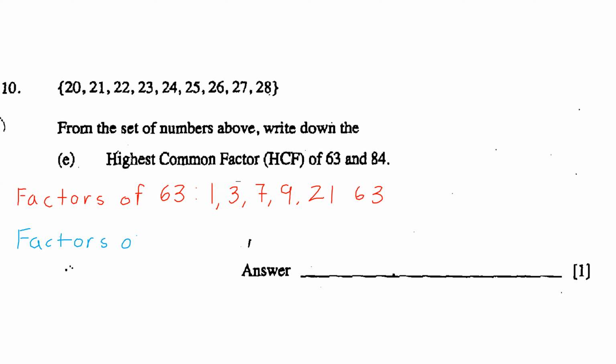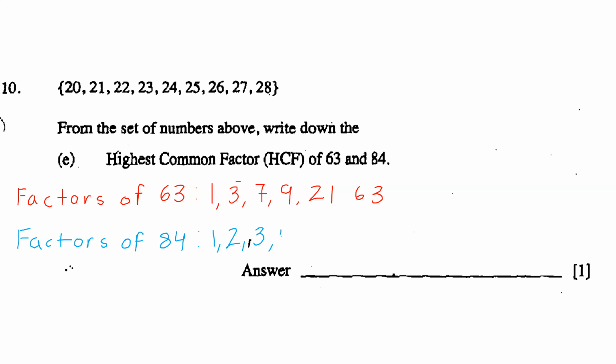So you want the factors of 84. So we always start off with 1. 1 is definitely a factor of 84. So we have 1. It's a prime number, so definitely 2 is going to be there. 2. Then we have 3.